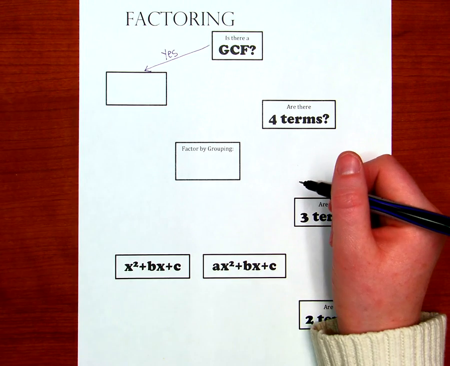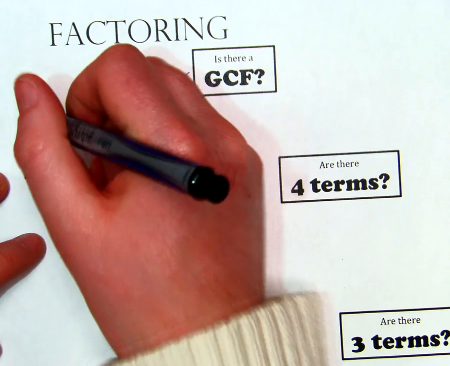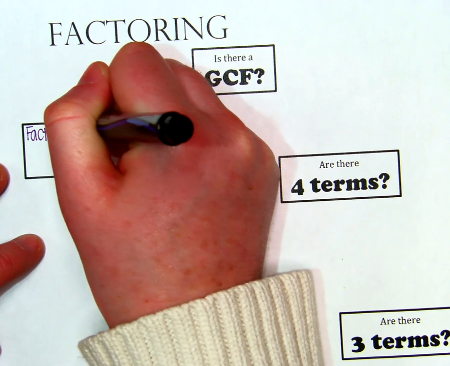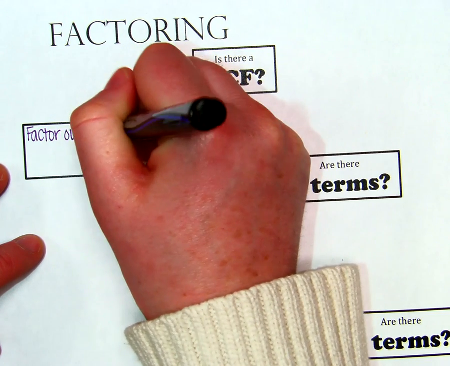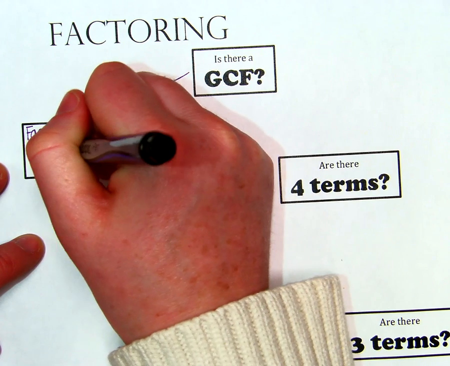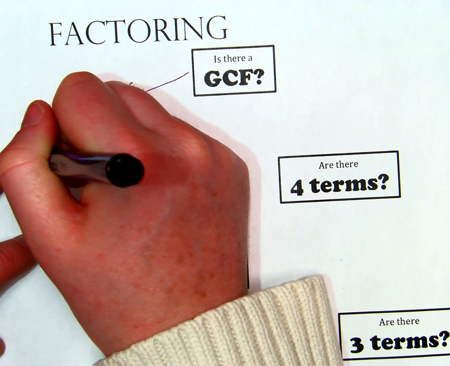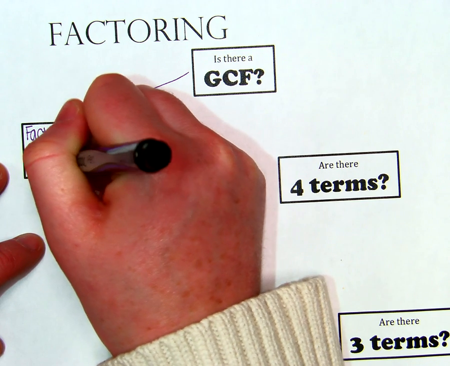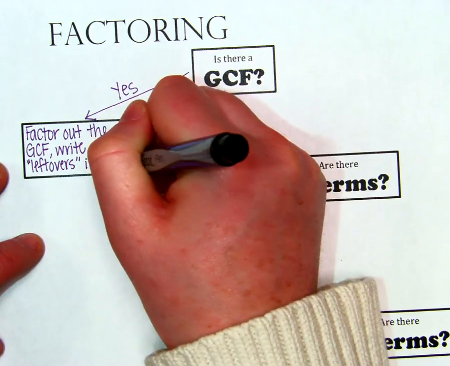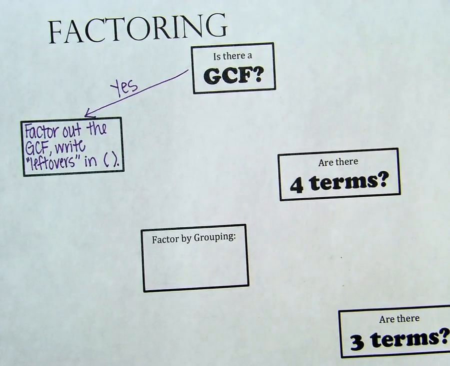So I'm going to zoom in on that part right here. And what I want you to write on this box is that you factor out the GCF, if there is one, and then you write the leftovers. That's what I always call them, the leftovers, inside of parentheses. Okay, so if there's a GCF, we always write the GCF out front, and then you write the leftovers inside of parentheses.